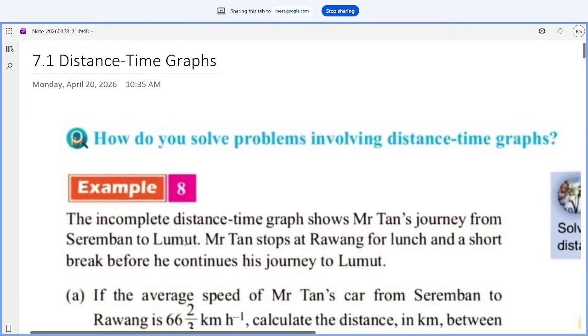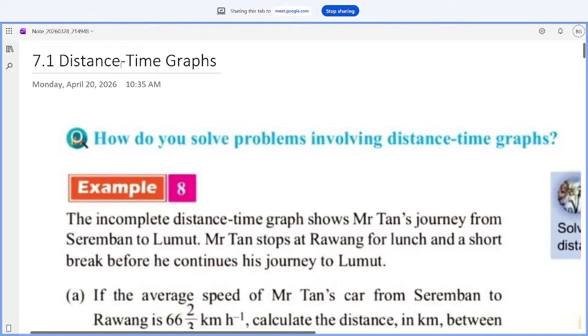Okay, so let's start. Today our main focus is the distance time graph and also the speed time graph. Kita akan fokus dua graf utama ni, graf jarak masa dan juga graf laju masa. This is our focus for today. For the distance time graph, jarak masa, you must know a few things, guys. Kamu kena tahu beberapa perkara dulu.